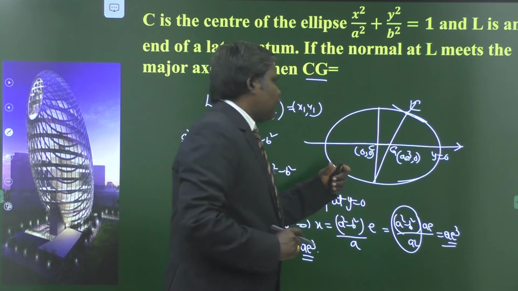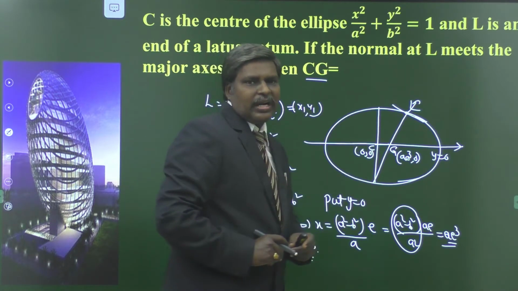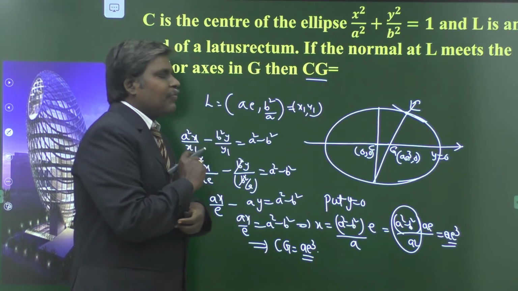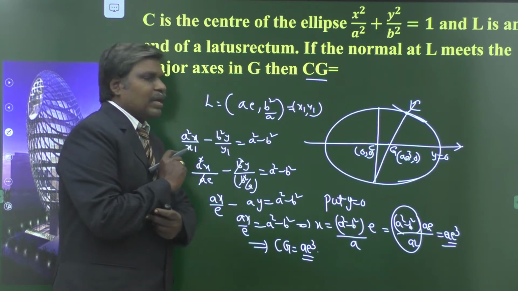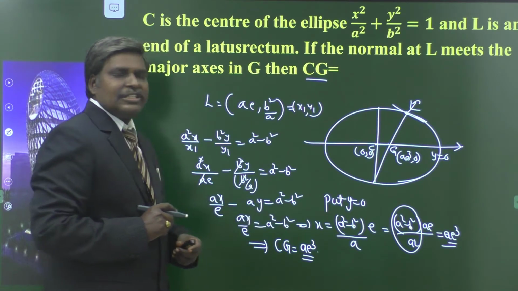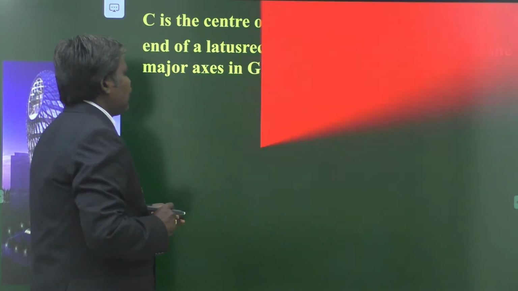Already we discussed one of the problems, where the normal at the end of the latus rectum passes through one end of the minor axis. At that time we had the condition e power 4 plus e square equals 1. Here CG equals ae cube. Okay. Let us do the next problem.